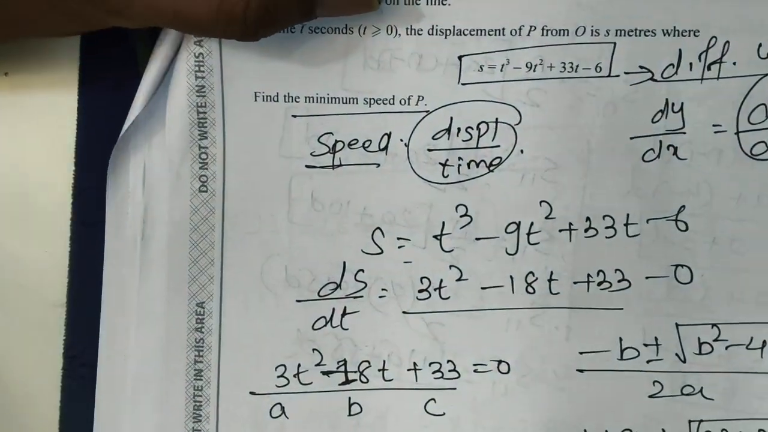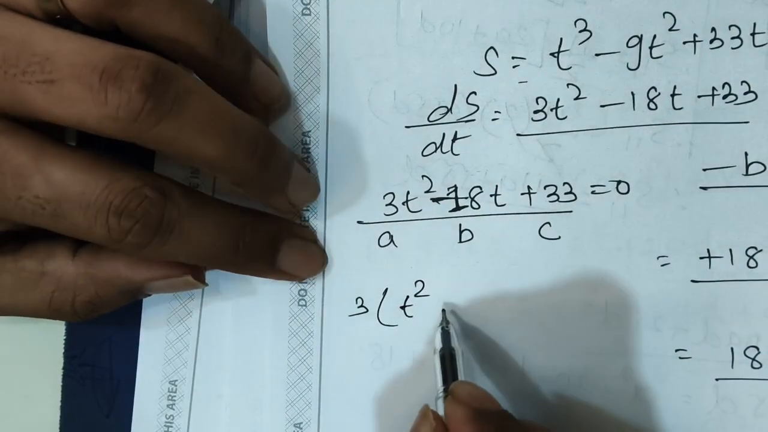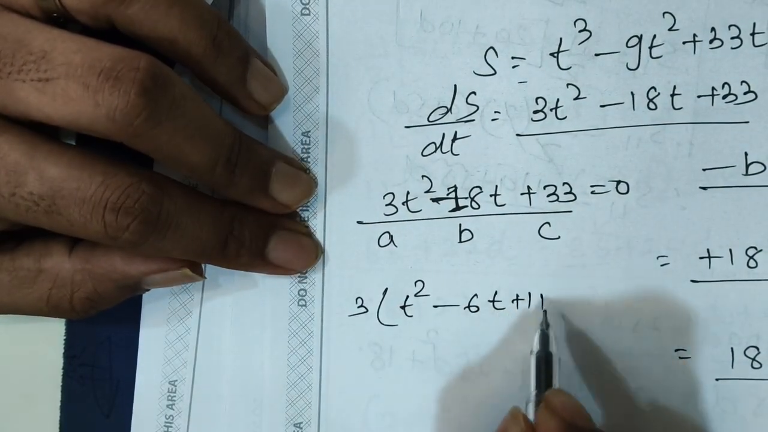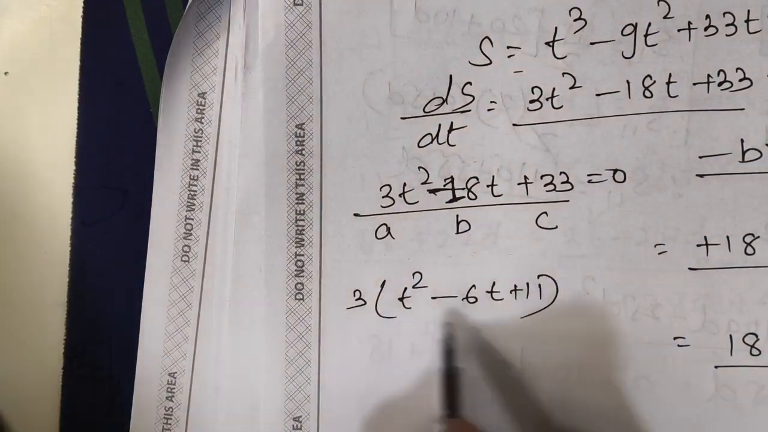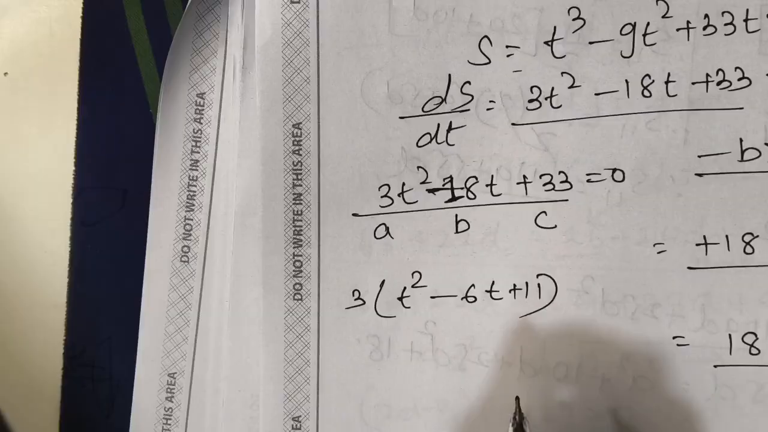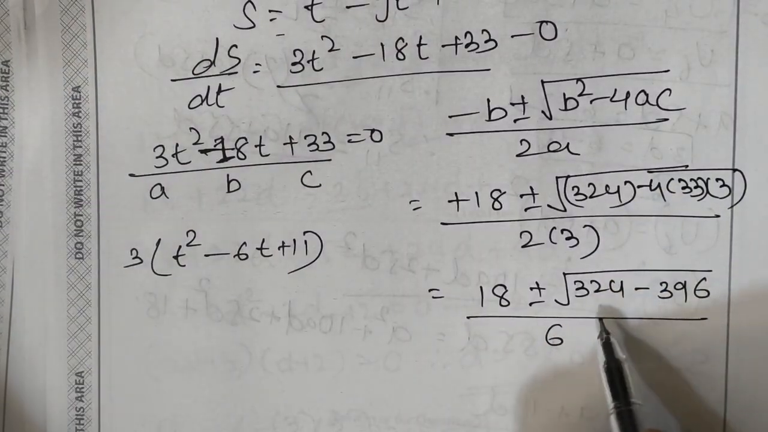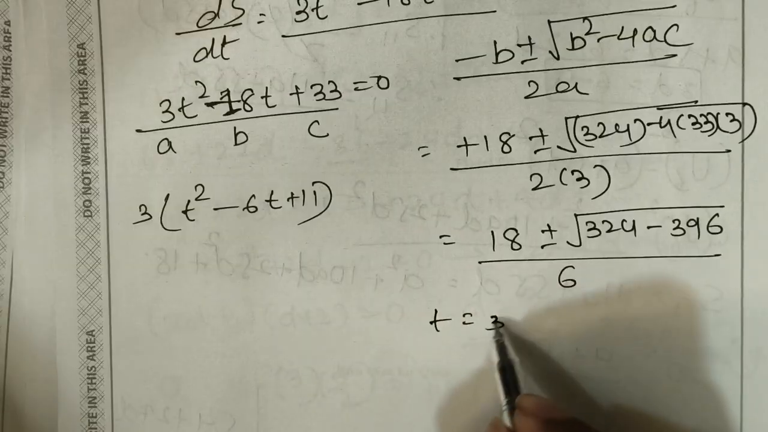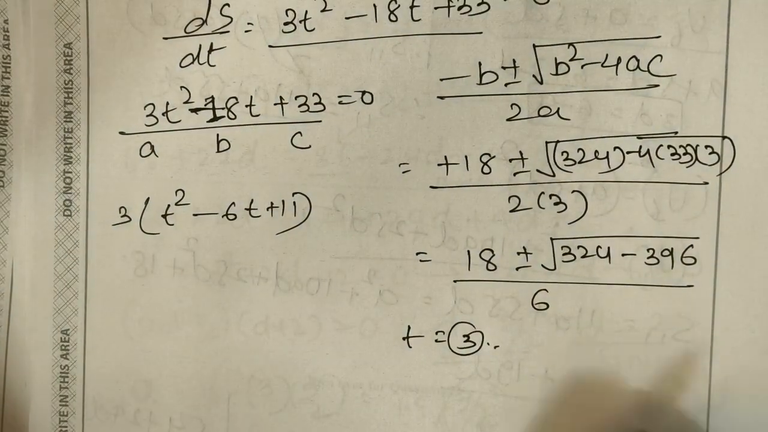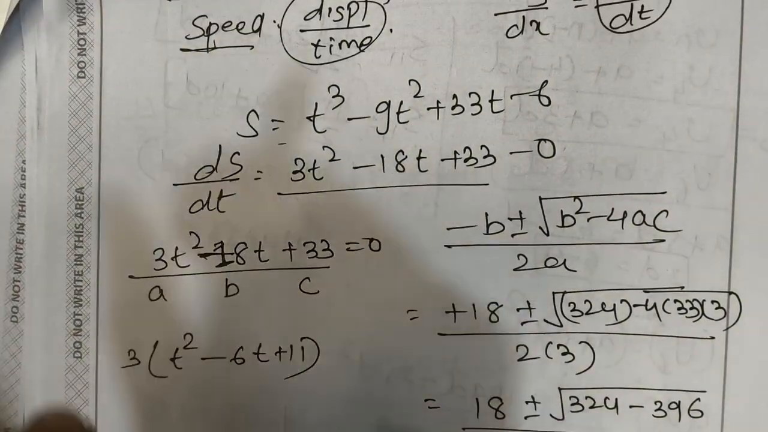Correct? So what you can do is you might as well put 3 outside here and write it as 3 times t square minus 6t plus 11. Correct? Some people prefer to solve this sum, or in another way they simply get the value and then put it. Correct? So when I solve this in another fashion, I got the value of t as 3.